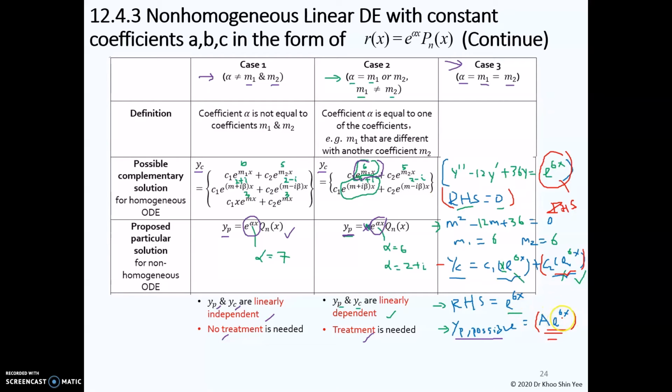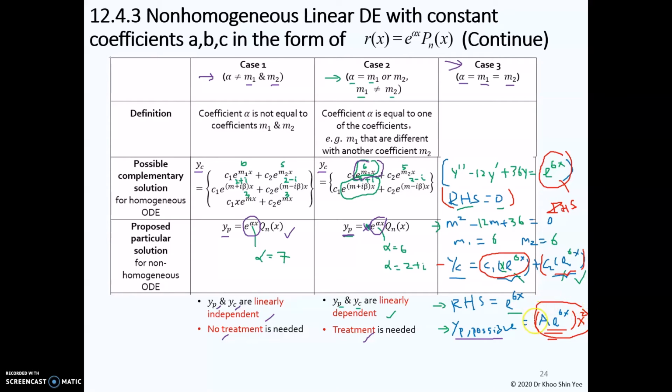So we need to make a treatment to the particular solution by multiplying it with the independent variable. We check again for this solution, and we see this solution is also the same as the solution here. Therefore, the particular solution is still linearly dependent on the complementary solution, making the right hand side equal to 0. And we continue to multiply by x to give x squared.